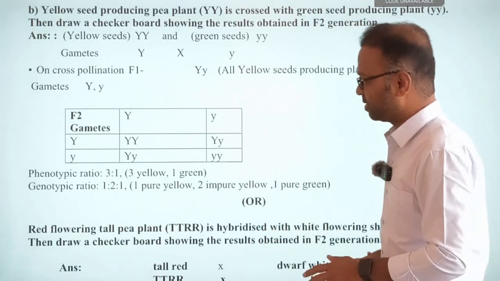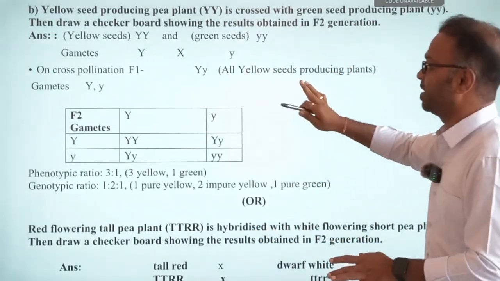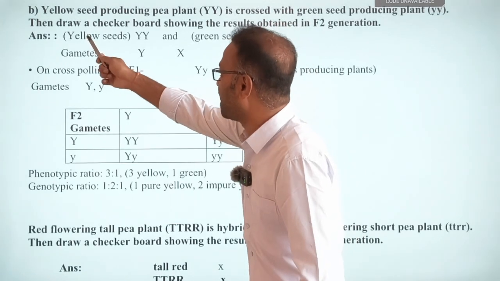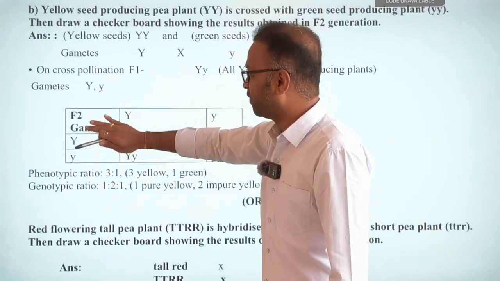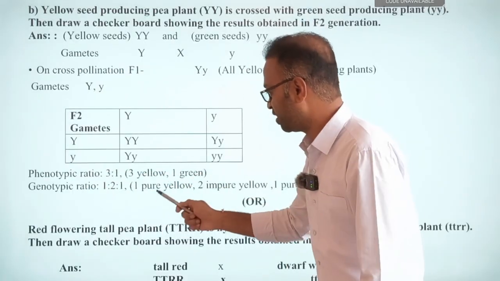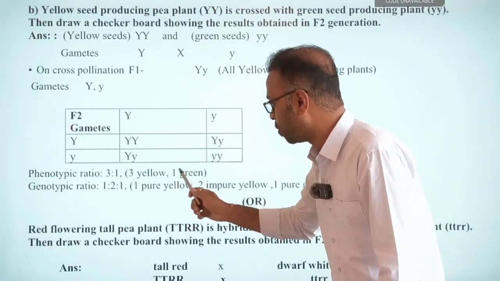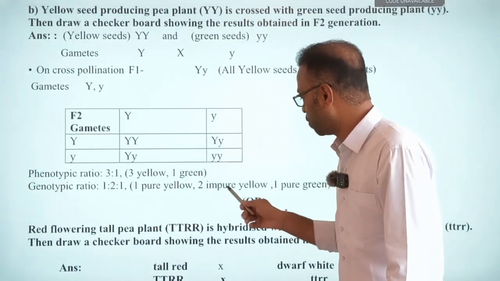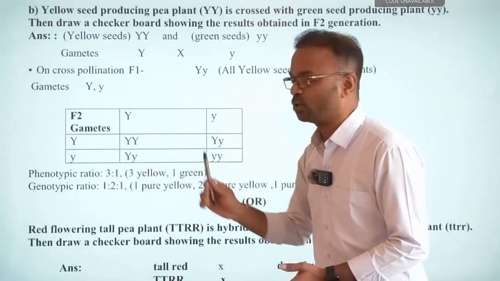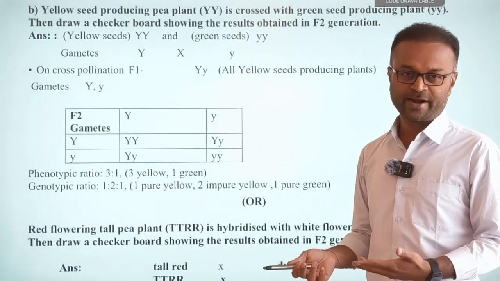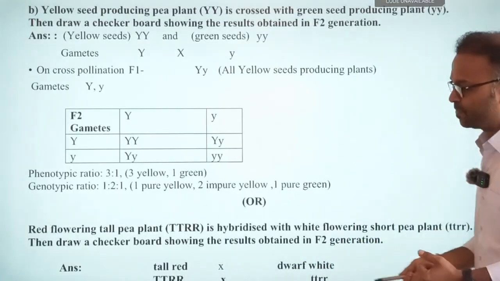So for the monohybrid cross, step by step, you mainly mention the parents, gametes, crossing of F1, and the F2 generation ratio. After the ratio, write in brackets: 3 yellow, 1 green, 1 pure yellow, 2 impure. Do not forget to write all that information. Do not just write 3 is to 1. What is 3? What is 1? You should know, right? Give clear information while writing the answer.